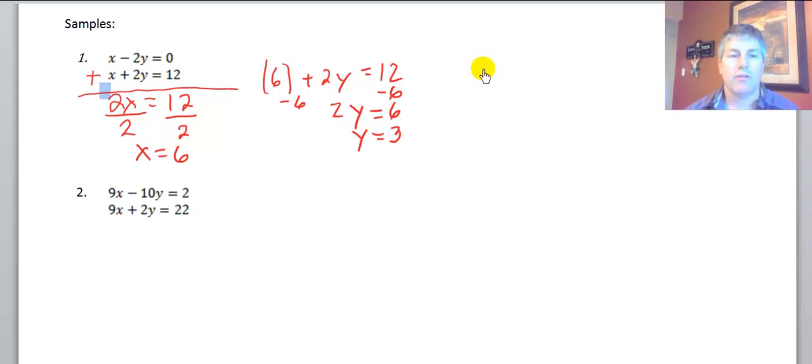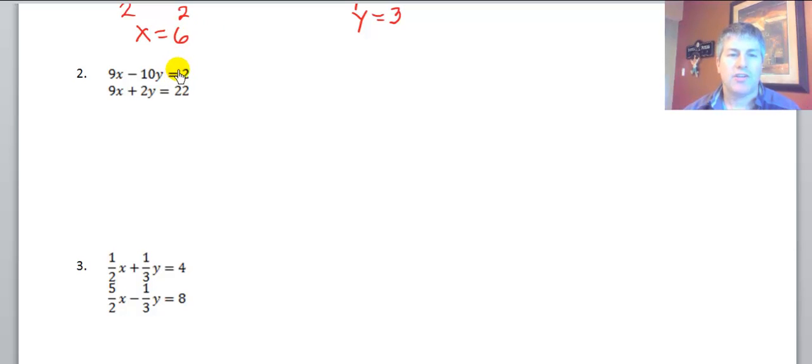So my solution to the system is the ordered pair (6, 3). If I graphed these two equations, this is the ordered pair where they would meet. Those two lines would intersect at the ordered pair (6, 3). And of course, (6, 3) satisfies both equations.